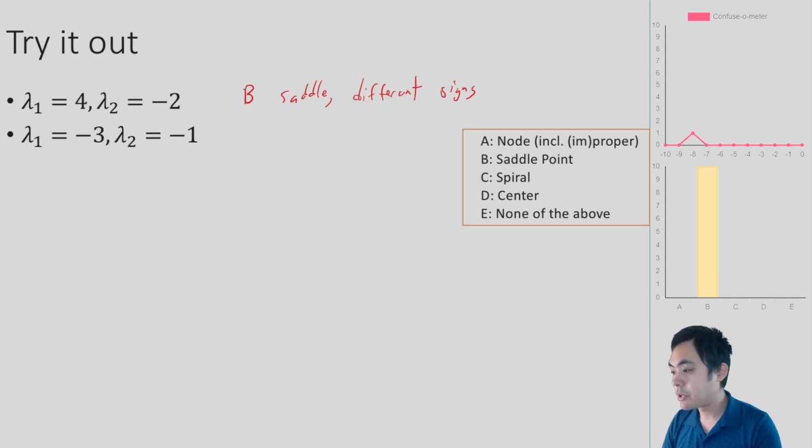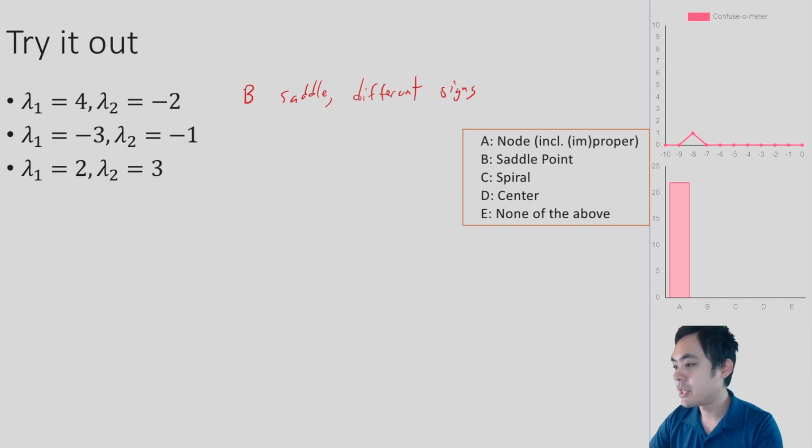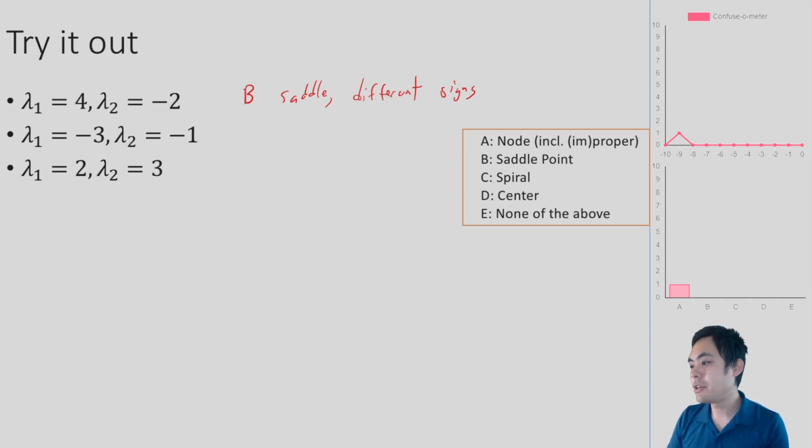Okay, let's keep on going through this. Let's try another one. If you have two negative eigenvalues, what do you have? Yes, they're both real, and importantly, they have the same sign, and therefore you have a node. Let's go on to the next one. If you have two eigenvalues, both of them positive, what kind of classification do you get? Remember, the questions are: are the eigenvalues real, and are they the same sign? Yes, exactly. So this is still a node.